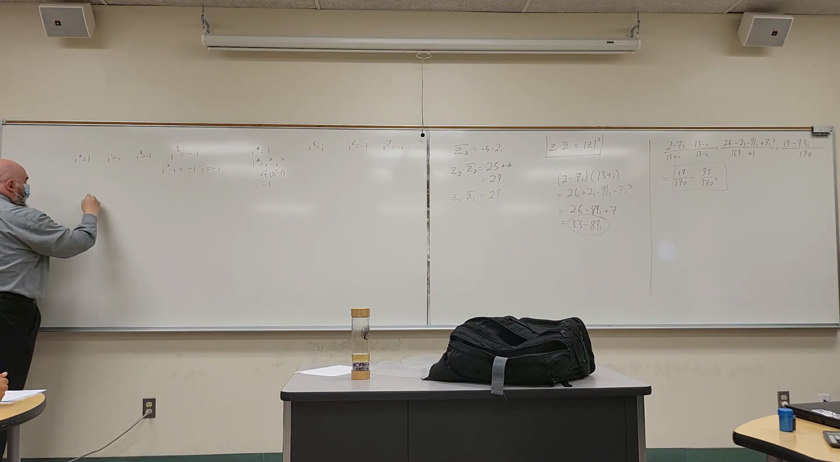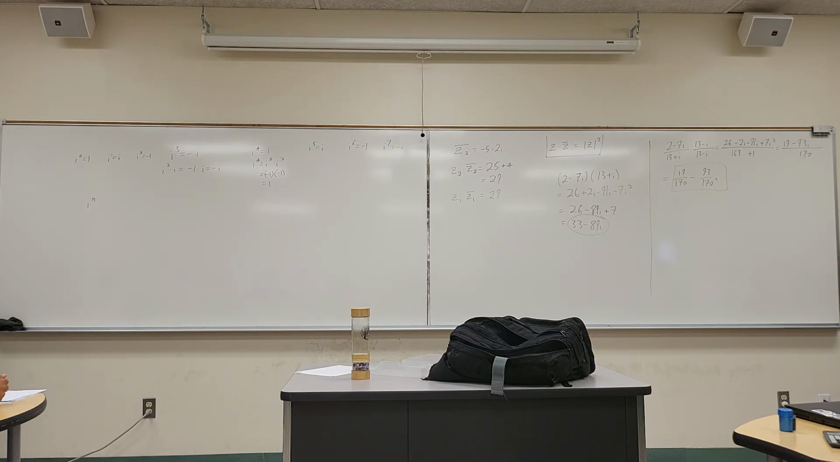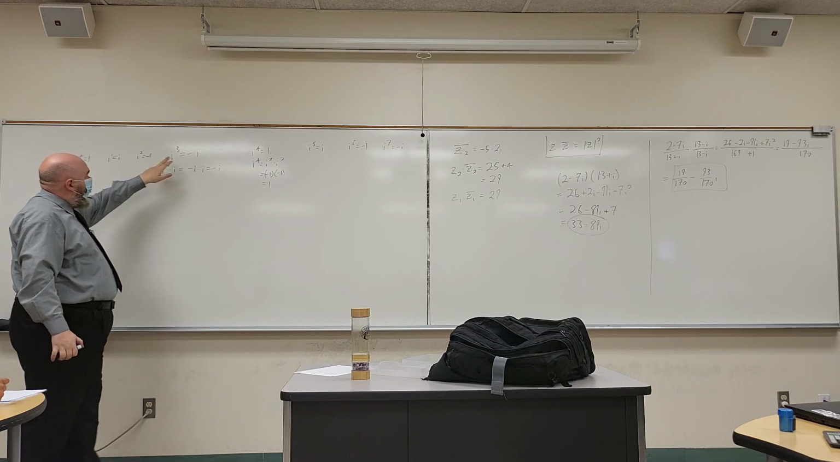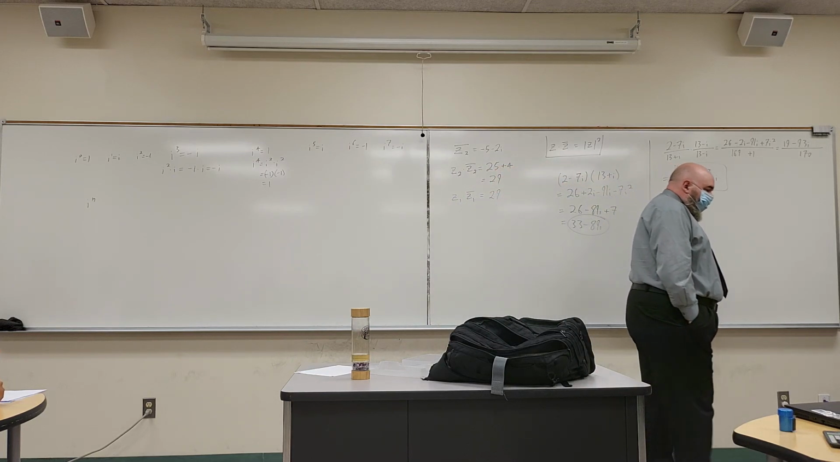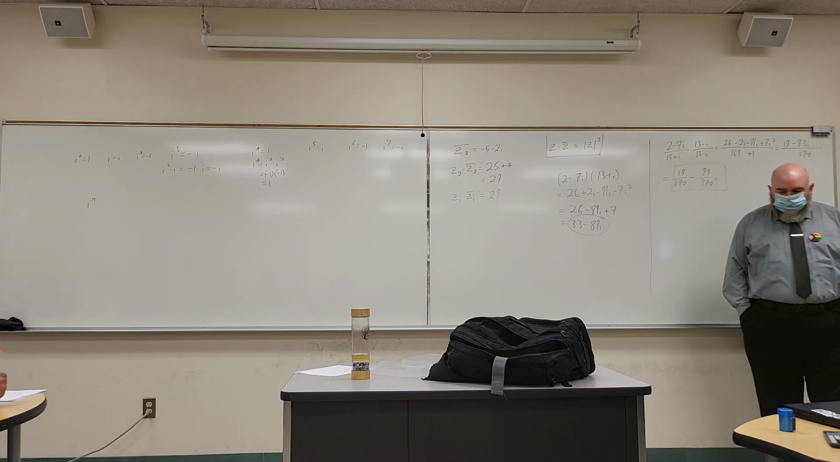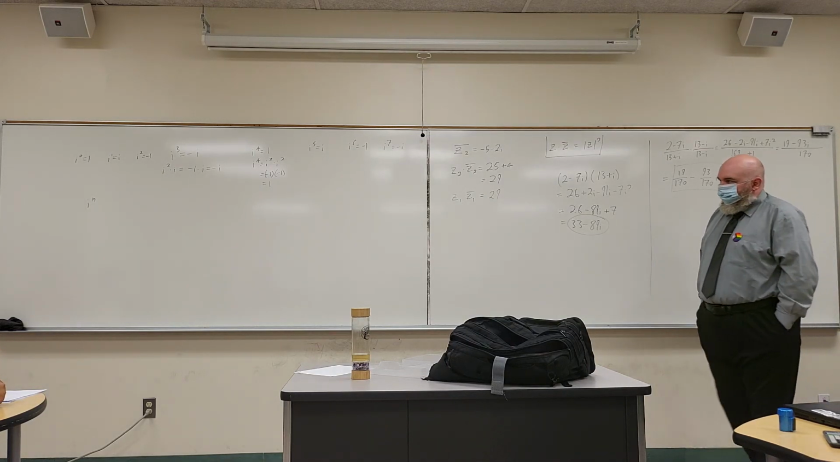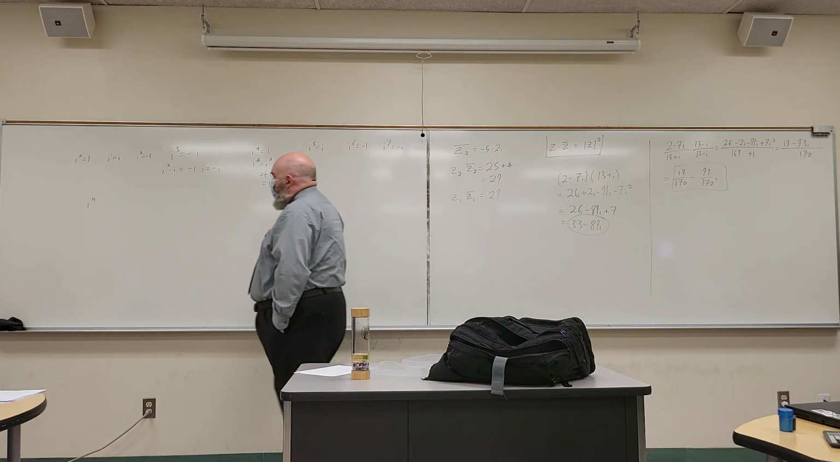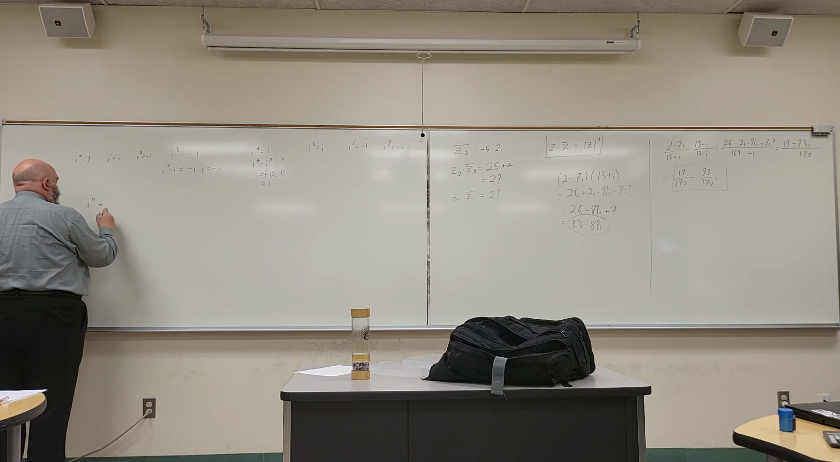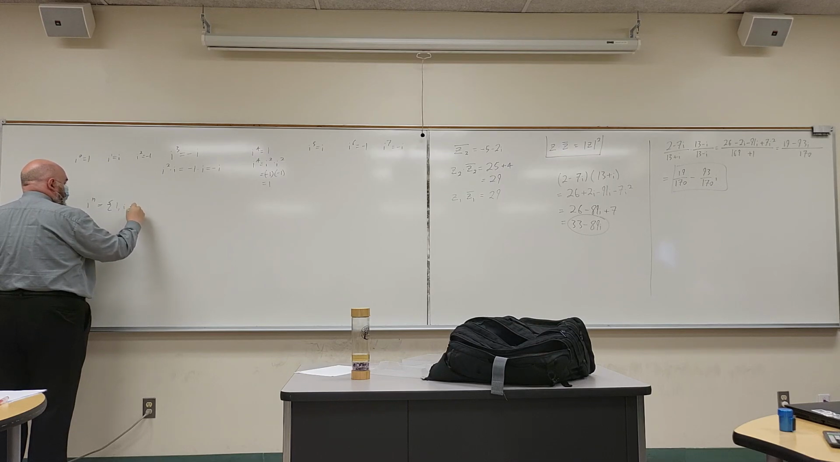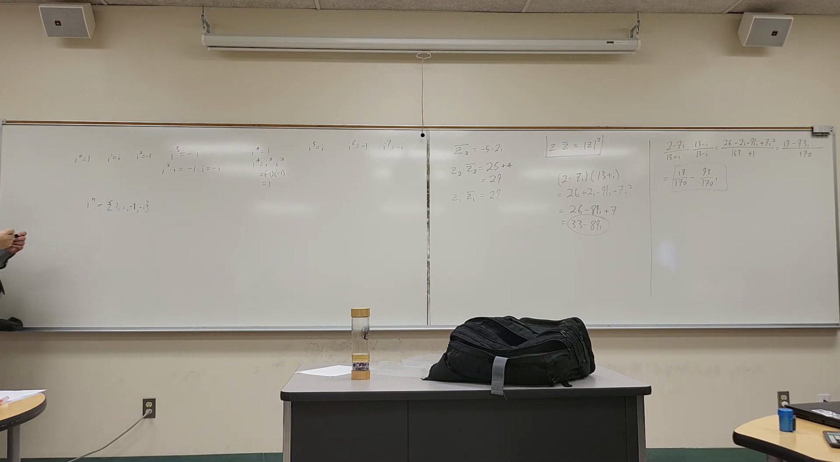So if I consider i to the nth power: 1, i, negative 1, negative i, 1, i, negative 1, negative i. The powers of i are periodic. Periodic meaning they cycle through the same values infinitely in the same pattern. i to the nth power is always going to be 1, i, negative 1, or negative i. It will never be anything other than those four.